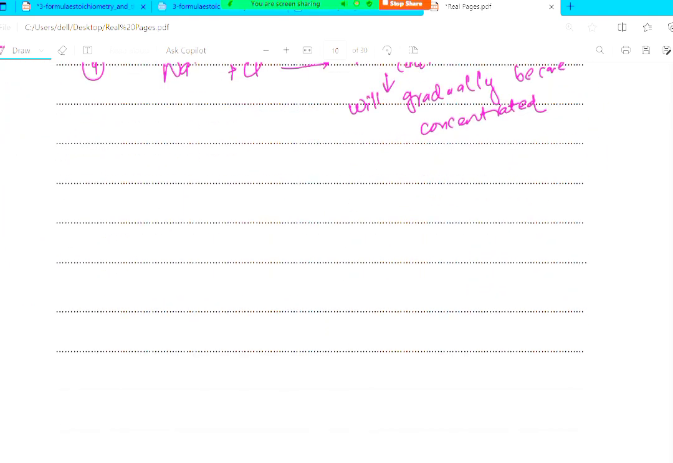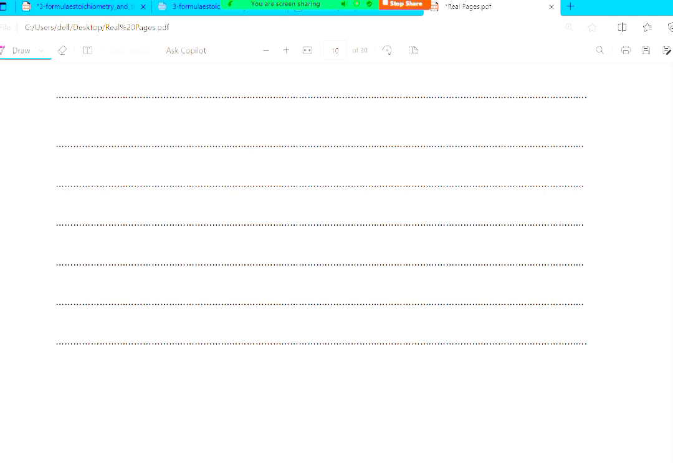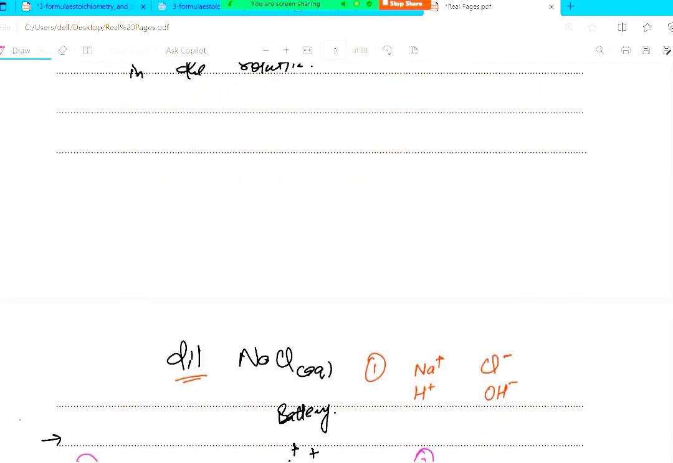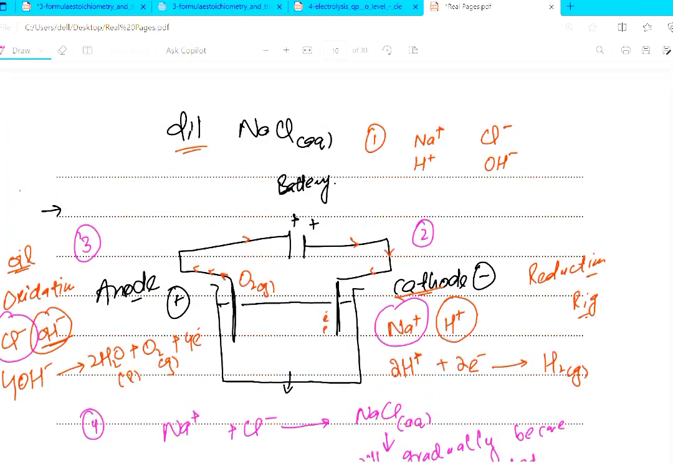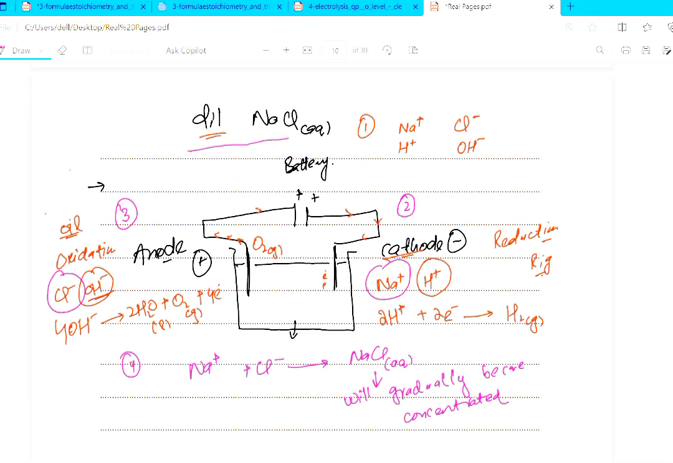Now you can have a look at this. I'm just going to make it a bit clear to you. You have to understand the procedure. Identify the cations and anions. What happens on the cathode? One of them will be selected, hydrogen. And what happens on the anode, this third step? One of them will be preferred for discharging. The remaining ions which have not been discharged will be written in this step.